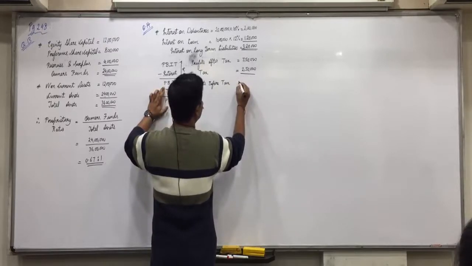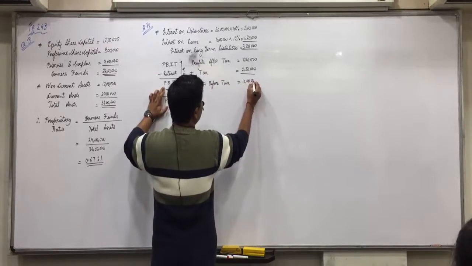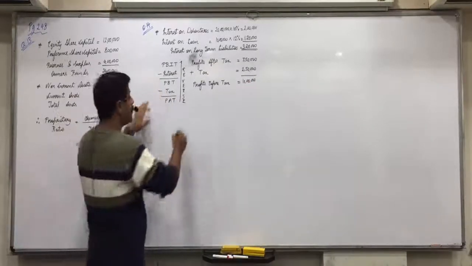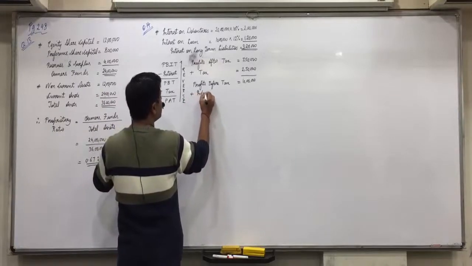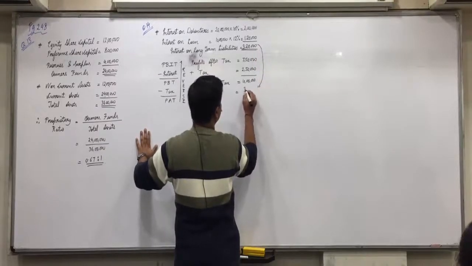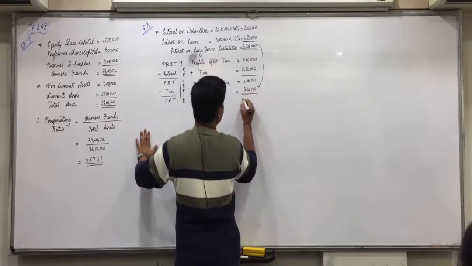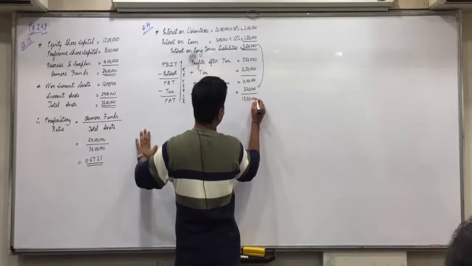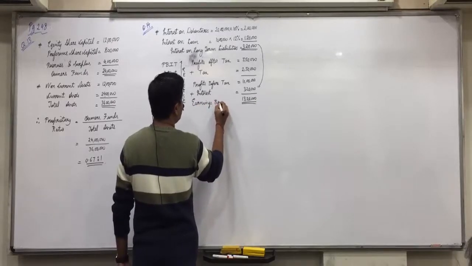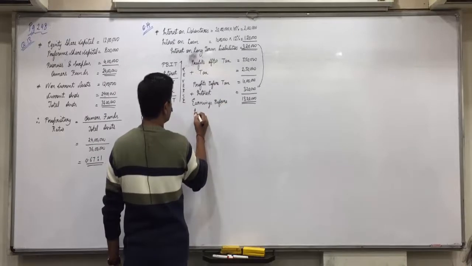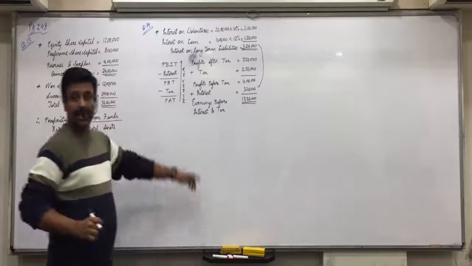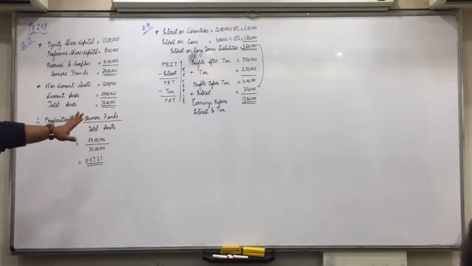Did you understand this, everyone? Yes. Now further, if you go reverse, then what do we have to add? Interest. So plus interest 3,20,000. So 13,20,000 will be earnings before interest and tax. Is everyone clear with this calculation of earnings before interest and tax?